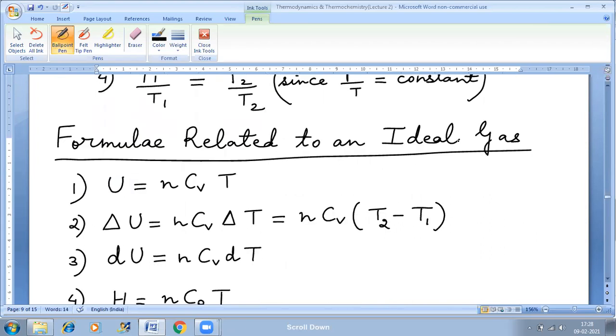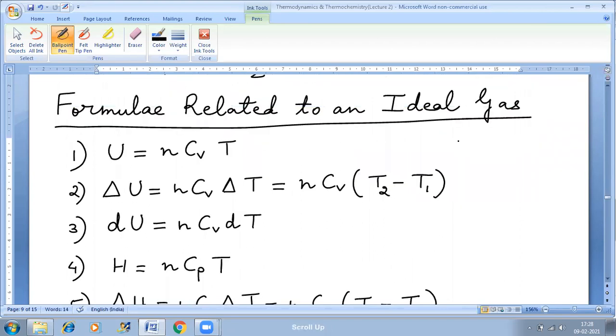The formulae related to an ideal gas. These are few formulae which we will be requiring for ideal gases.